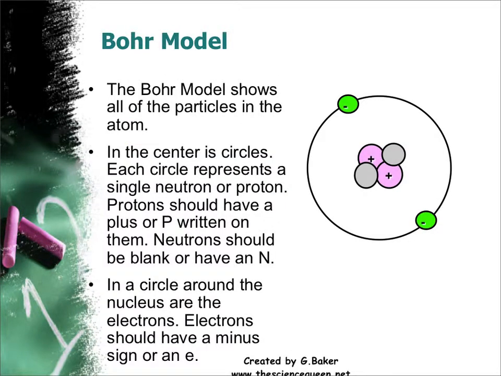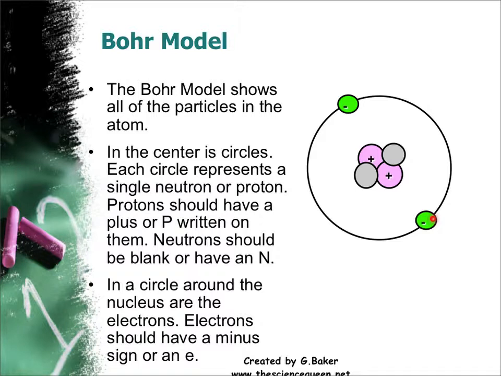Here's an example of the Bohr model. It shows all the particles in the atom, the pluses, the minuses, and the neutrals. We've got in the middle our 2 protons and our 2 neutrons. And then orbiting around it, we've got 2 electrons as well. So if we want to know what element this represents, we can go back to what we were saying earlier with the atomic number. The atomic number tells us the number of protons in an atom.